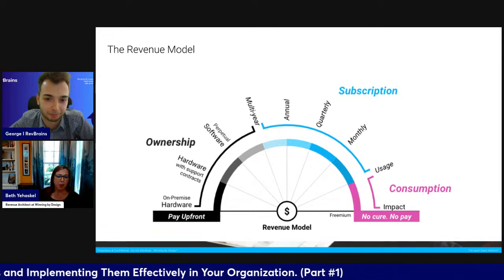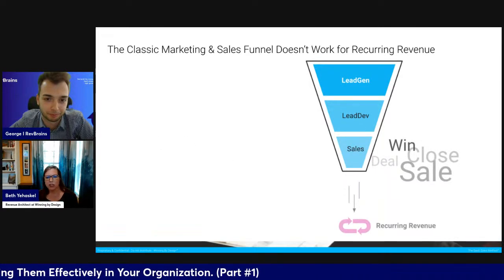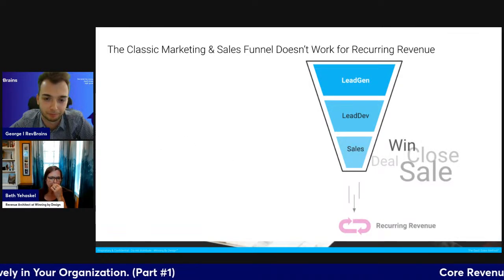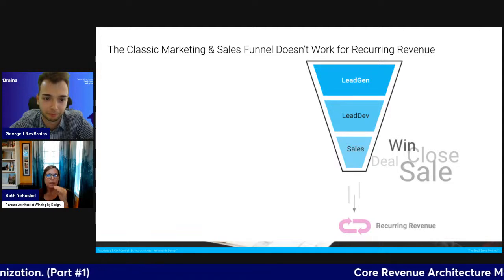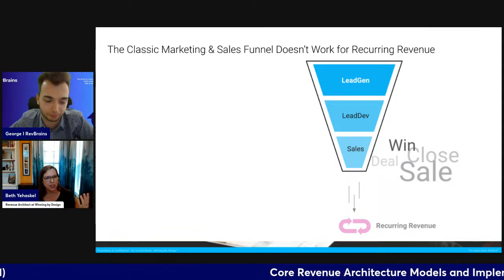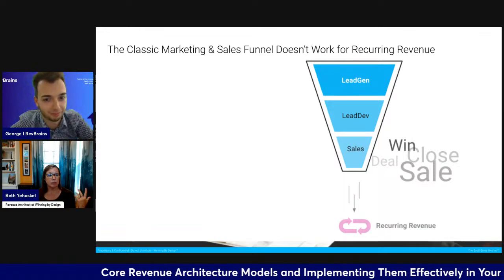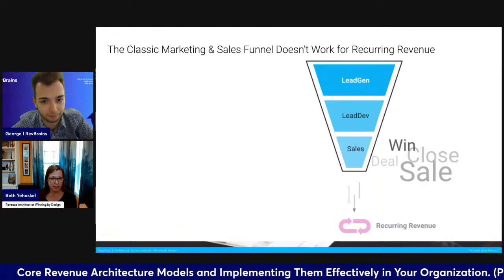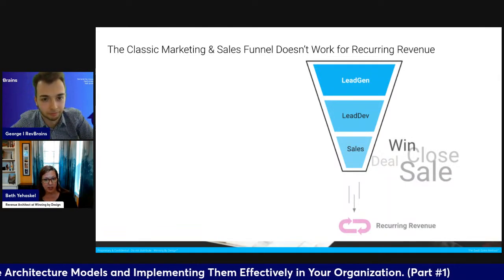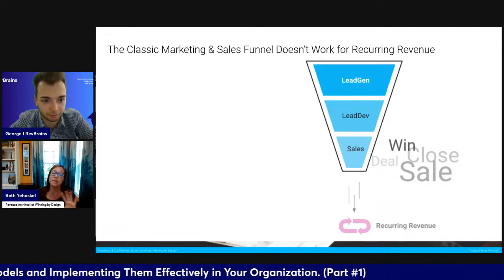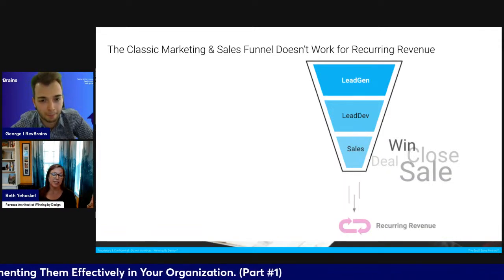So the next model, which is really pretty foundational, I'm going to start by actually introducing this because before the bow tie was introduced, this is that classic lead gen funnel, right? That most people are familiar with, the classic marketing and sales funnel. So leads in the top, deals out the bottom. Fantastic. It worked for a very long time to model our businesses.